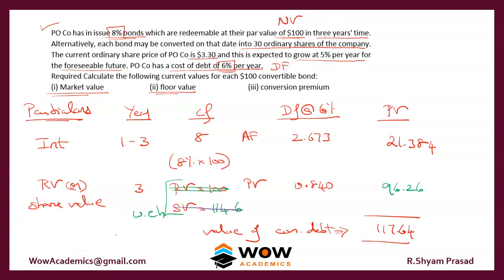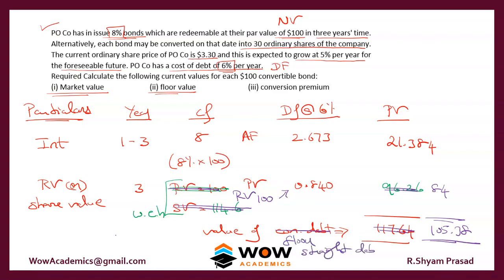So we are not going to have this option. We are only going to have the redeemable option. The redeemable option is 100 worth. So 100 multiplied by 0.84 comes to 84. So the value would be 105.38. So this is the value of the floor or straight debt. Without the conversion option, this would be the value of a straight debt.